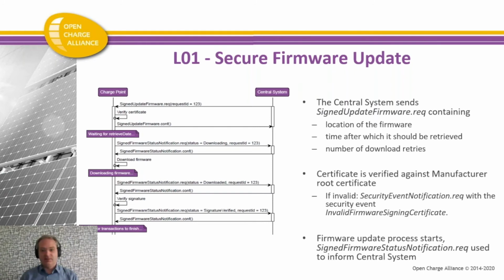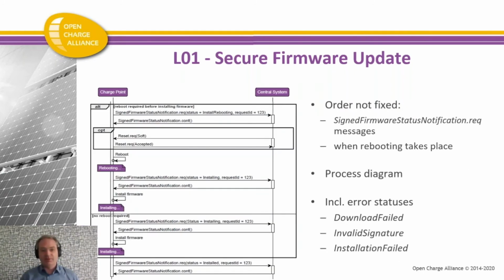Now, the next part of the diagram is quite complex, but it's actually a complex way of writing it down. It's because the order of installing and rebooting is not fixed, and it's also not mandatory to do a reboot. That makes this picture quite complex. But the main idea is that once you have verified the signature, you can install the firmware, and based on your implementation, you can reboot the charge station or not.